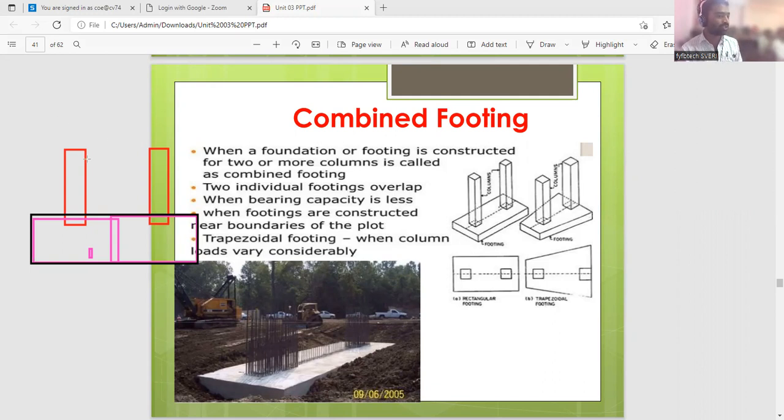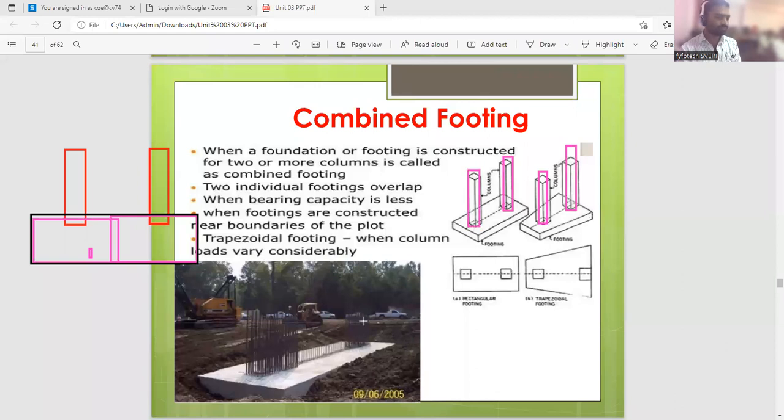So when the load is high and the spacing of the columns is less, in that case we go for the combined footing. Again, this combined footing has two types: rectangular combined footing and trapezoidal combined footing. When to provide the rectangular and when the trapezoidal depends on your loading condition. If this load is small compared to this load, then the width is less here and more here. If both columns are almost the same, then we can go for the rectangular footing.